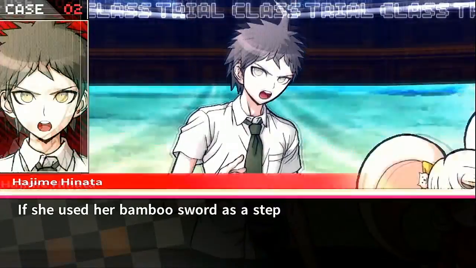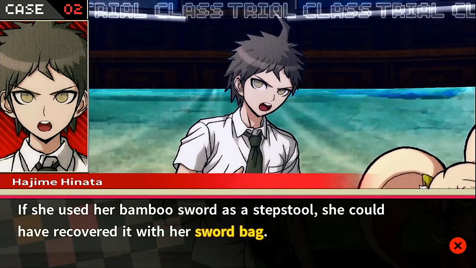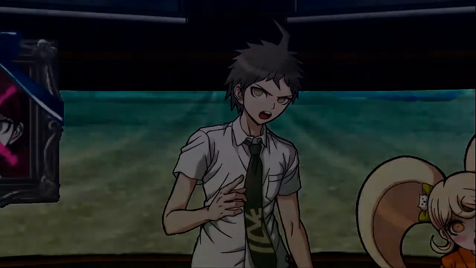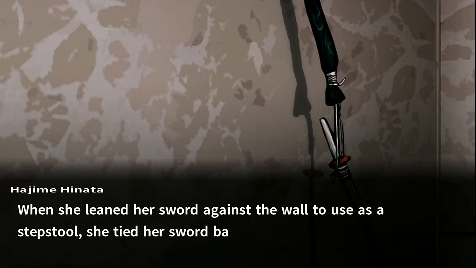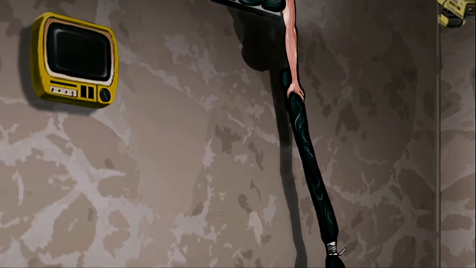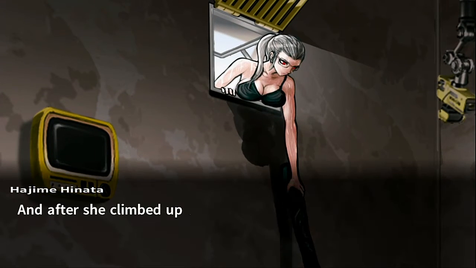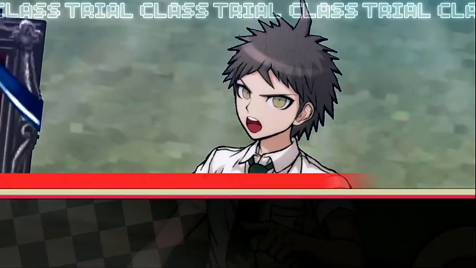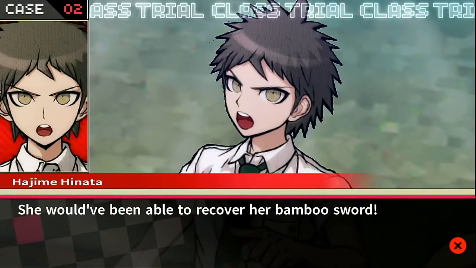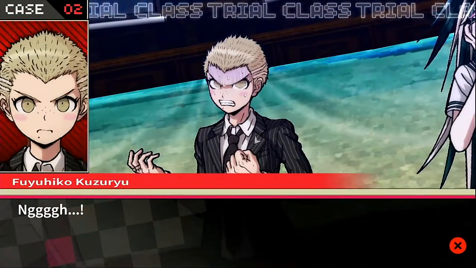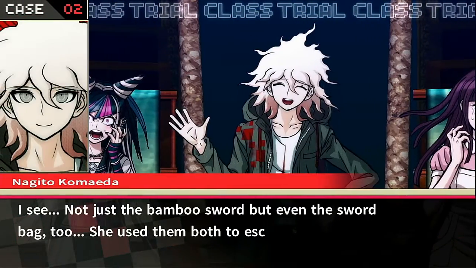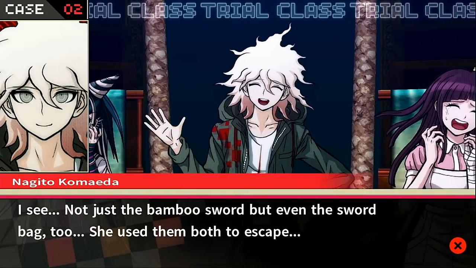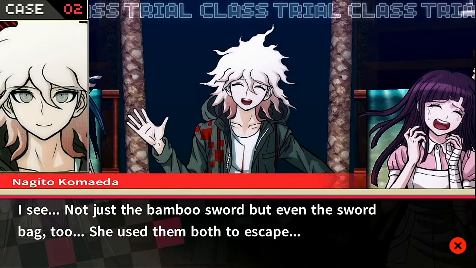If she used her bamboo sword as a step stool, she could have recovered it with her sword bag. When she leaned her sword against the wall to use as a step stool, she tied her sword bag to it. And after she climbed up to the window, as long as she hauled the bag up toward her, she would have been able to recover her bamboo sword. I see. Not just the bamboo sword, but even the sword bag, too. She used them both to escape.